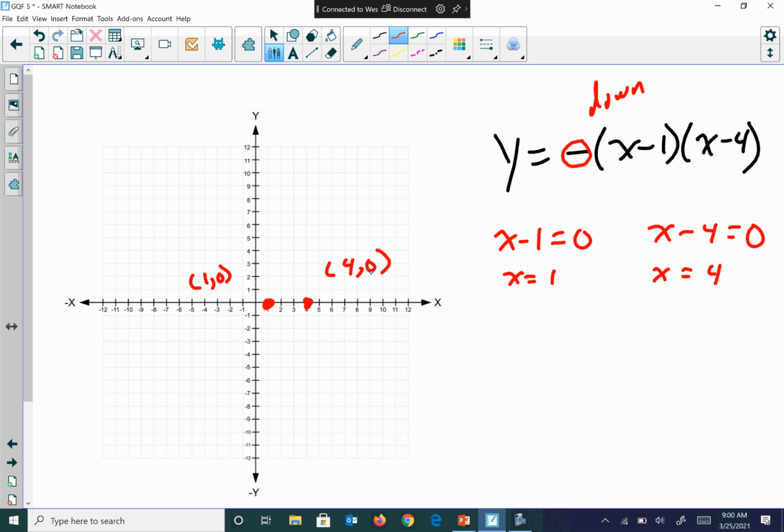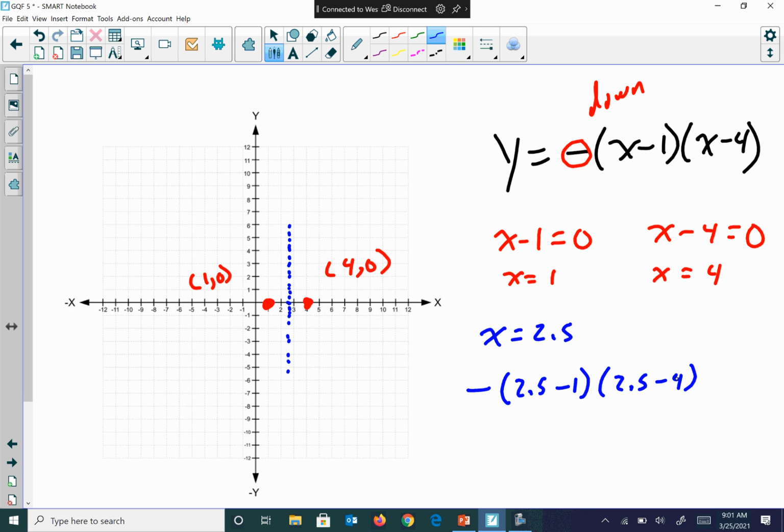What do you think? I like 2.5. Does it appear that halfway between these is 2.5? Does that make sense? X equals 2.5. So that's this axis of symmetry. Agree? So, ready? I have negative 2.5 minus 1, 2.5 minus 4.